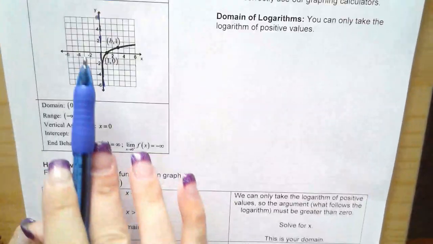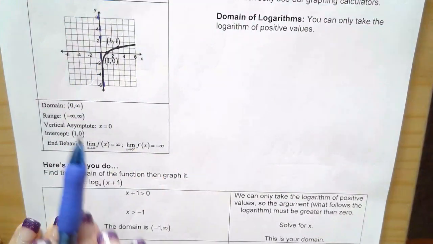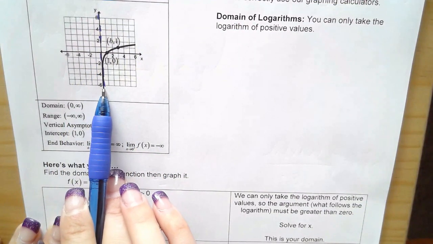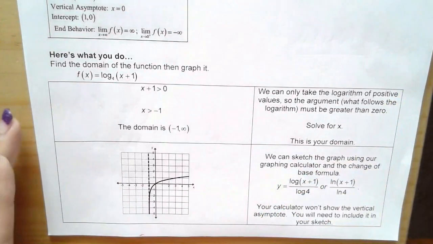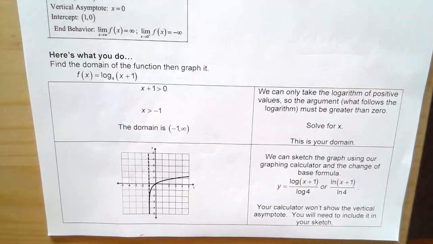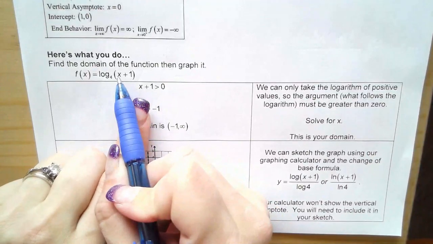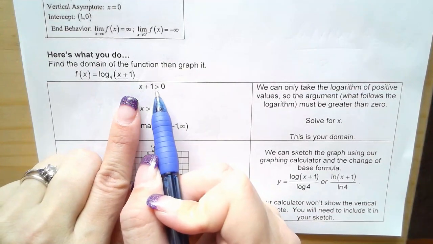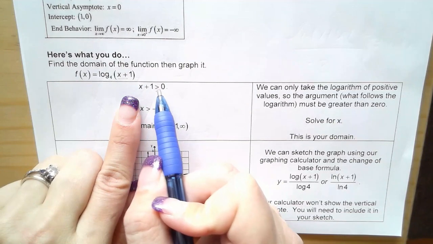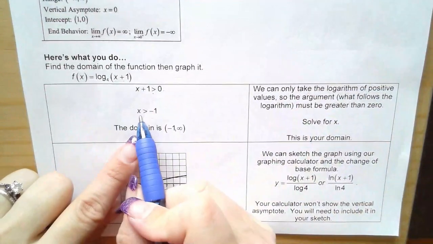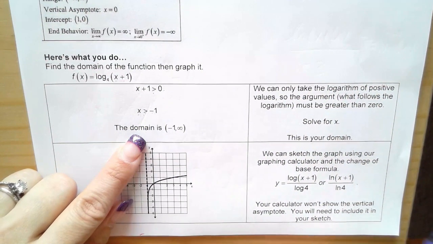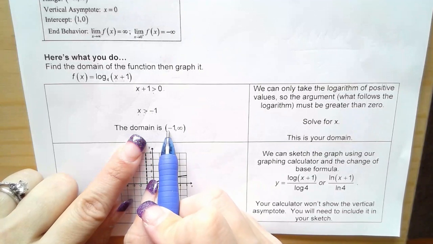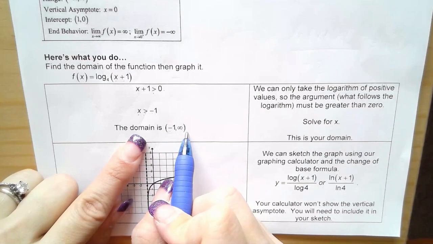As you can see from our original graph, our domain is restricted from 0 to infinity, right? Because of the asymptote. Now, that means that anything in the log cannot be negative or 0. So what we're going to do is set what's inside the log greater than 0, not equal to, so be careful. Okay, and then we're going to solve. So x has to be greater than -1. If we were to put this in interval notation, then we know it's -1 to infinity.